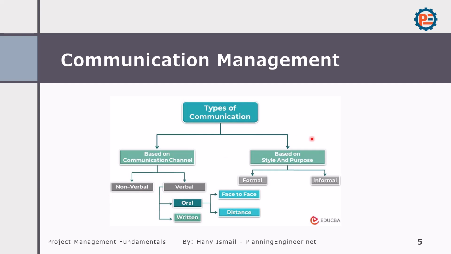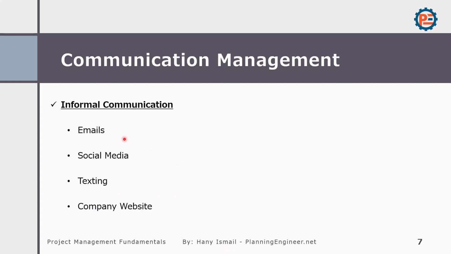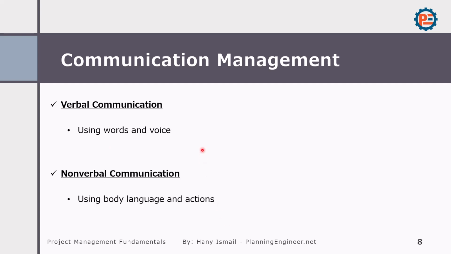If we talk about the type of communication based on style and purpose, we have formal and informal. For example, formal communication could be reports, meetings, presentations. Informal communication could be emails, social media, texting, company website. Well, maybe emails in some projects are considered formal, but it depends on your project conditions. Verbal communication uses words and voices. Non-verbal communication uses body language and actions.